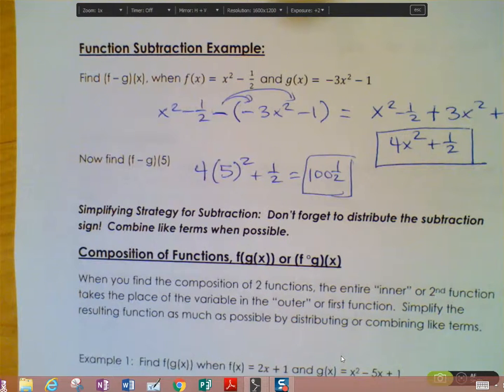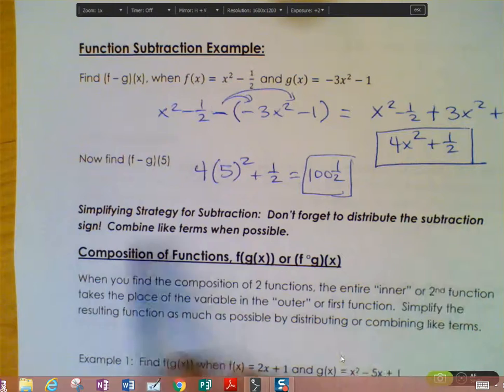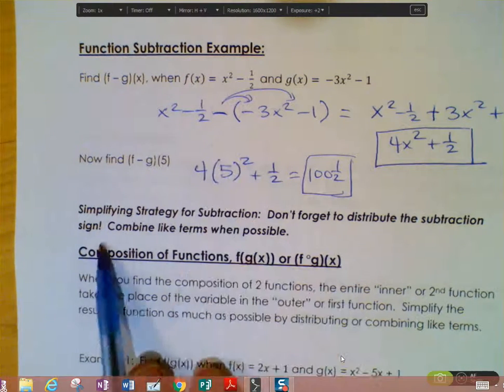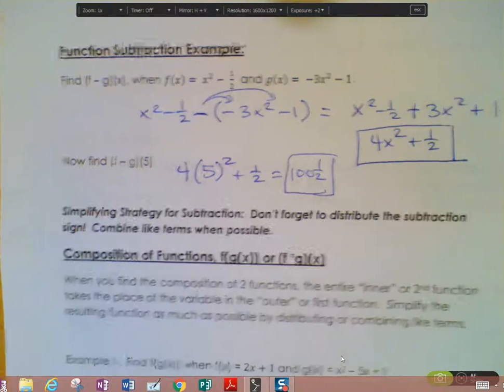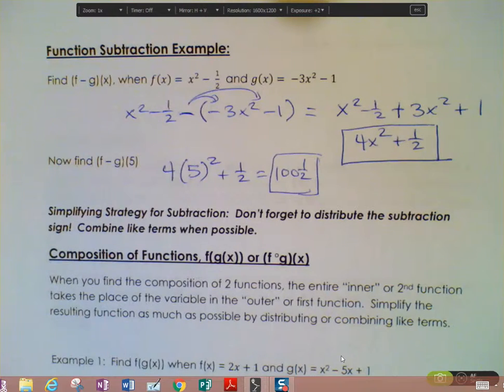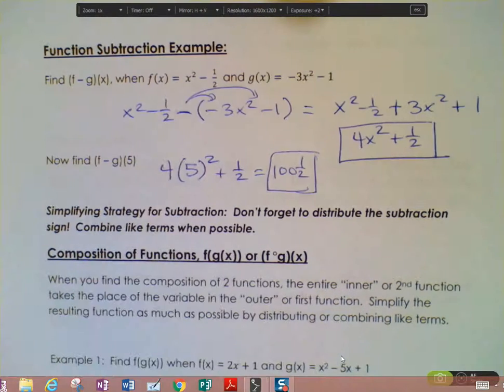So, simplifying strategy for subtraction. Don't forget to distribute the subtraction sign. Use a parenthesis. Then combine your like terms when possible. Again, it's not difficult. Just beware, it's easy to miss a negative sign and get the problem wrong.